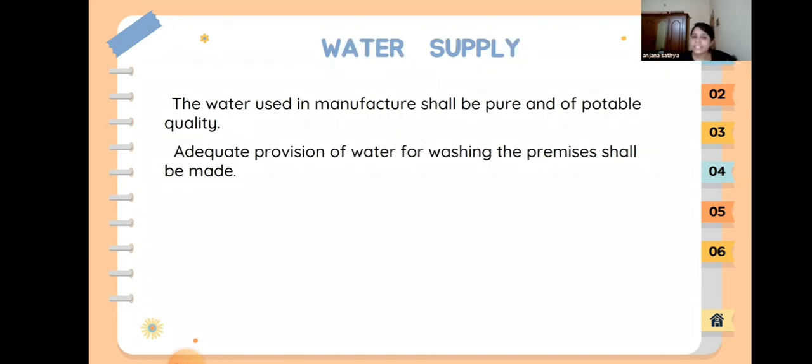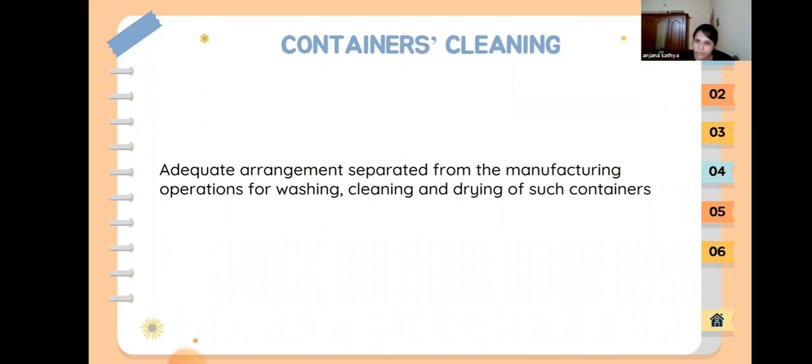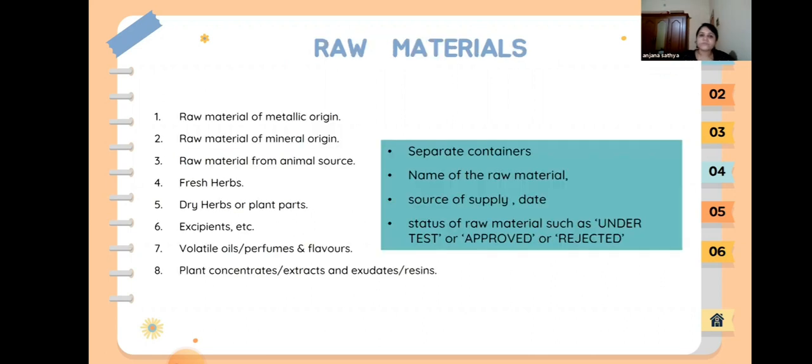Regarding the water supply, it should be of pure and potable quality, and adequate provision of water for washing the premises shall be made. Disposal of waste: pre-treatment of the waste has to be done before you dispose of it, as per the pollution control authority's provisions. For container cleaning there has to be a separate space, and for drying purposes also there has to be a separate space.